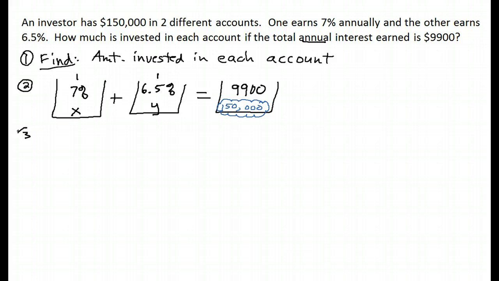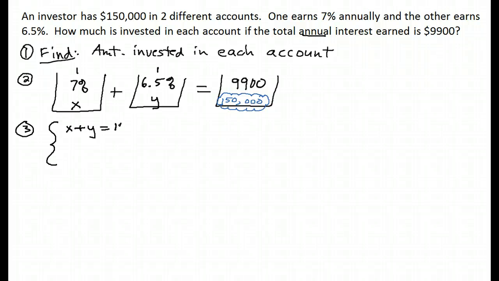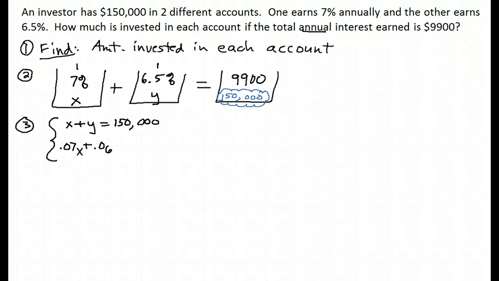Now, for my equation, because I have two variables, I need two equations. First of all, I know that the two amounts have to add to $150,000. The second thing that I do is I multiply my buckets. I have 0.07x plus 0.065y, and that equals 9,900.